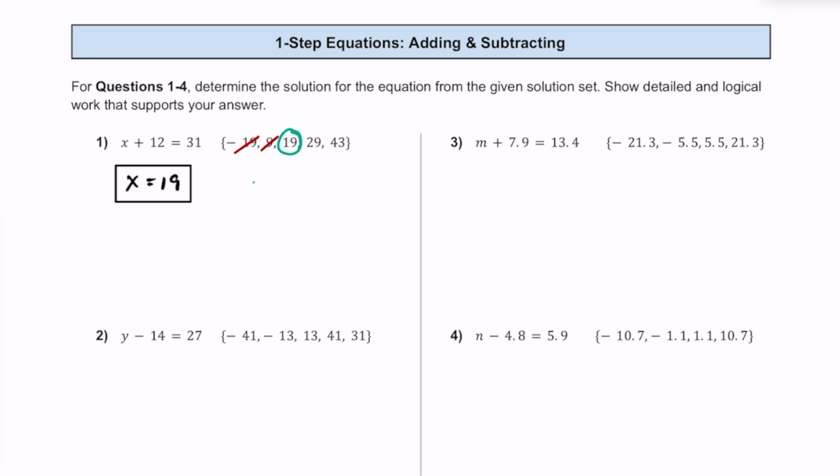Now to show that this does work, we can take this 19 and add that 12 to see if it does equal 31. What is 19 plus 12? The expression is going to be equal to 31 on the left side, and the expression is 31 on the right side, so this must check out.